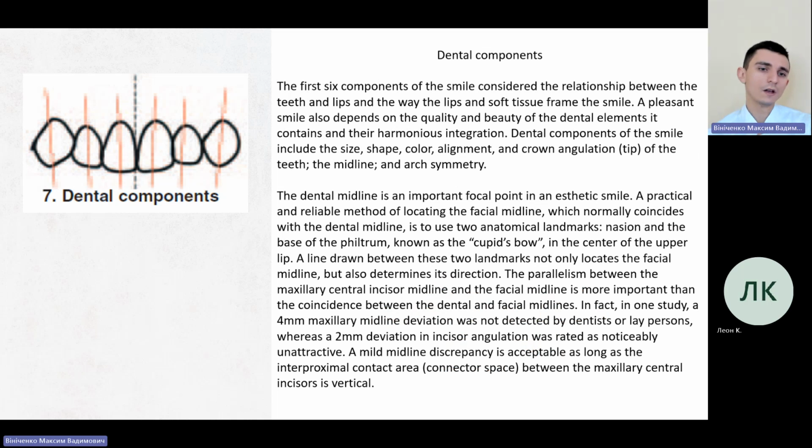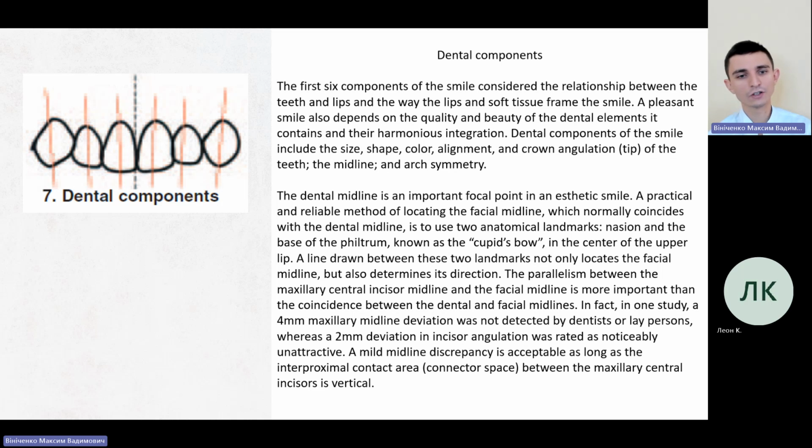Dental components. The first 6 components of the smile consider the relationship between the teeth and lips, and the way the lips and soft tissue frame the smile. A pleasant smile also depends on the quality and beauty of the dental elements it contains and their harmonious integration. Dental components of the smile include the size, shape, color, alignment, and crown angulation or tip of the teeth, the midline, and arch symmetry. The dental midline is an important focal point in an aesthetic smile.